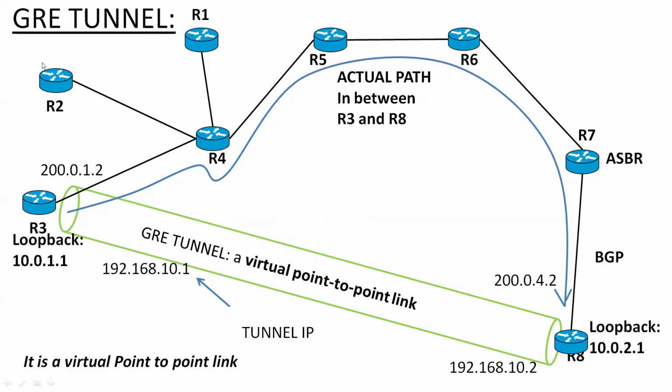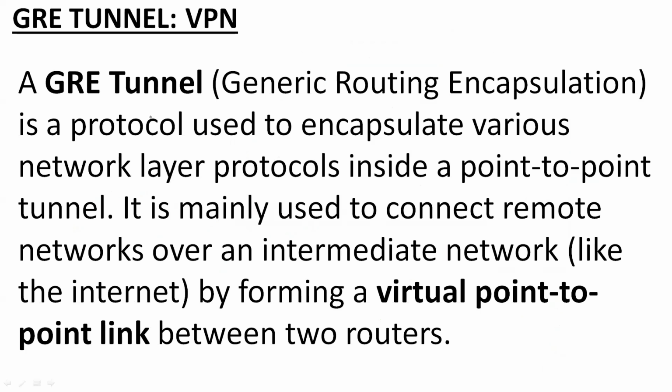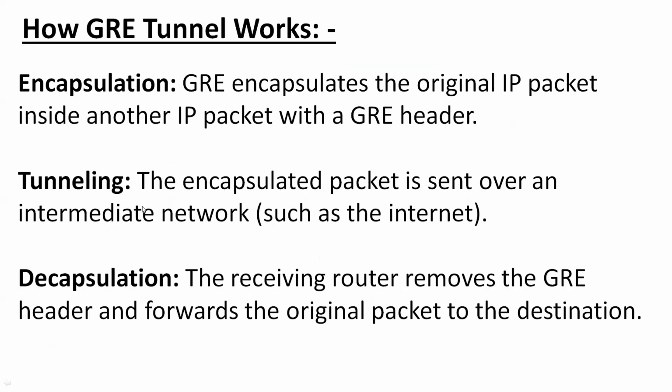A GRE tunnel is a protocol used to encapsulate various network layer protocols inside a point-to-point tunnel. It is mainly used to connect remote networks over an intermediate network by forming a virtual point-to-point link between two routers. So between two different routers, we are creating a virtual point-to-point link with the help of a GRE tunnel. So how does the GRE tunnel work?